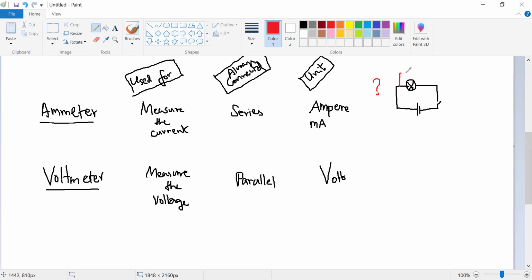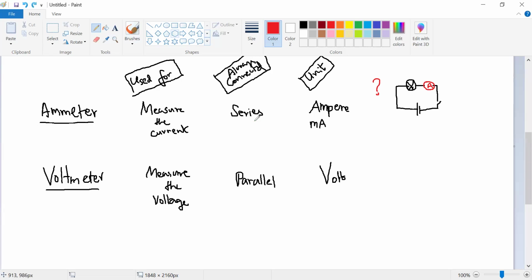To check how much current is passing through this bulb, if you connect an ammeter like this, it's wrong, right? If you want to check the current flow through this bulb in this circuit, you're supposed to connect it in series form, like this. Does this make sense? This is what the word series means. What did I tell you in the beginning? Series means one after the other. Make sense?